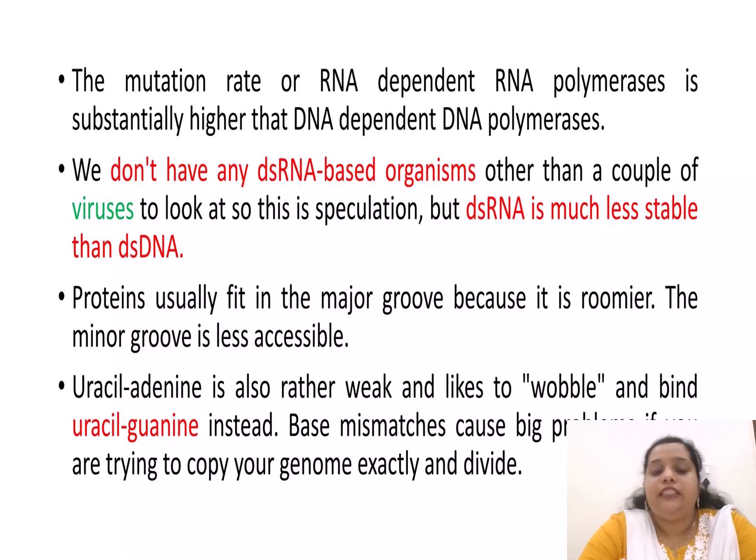Now, uracil-adenine pairing is also rather weak, and uracil likes to wobble and bind to guanine. So this base mismatch is also one reason that DNA is more commonly used as a genetic material. But then this was the experiment which gave proof that RNA is also used as a genetic material.